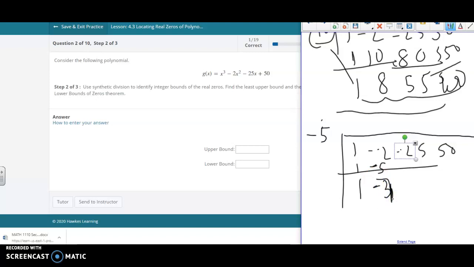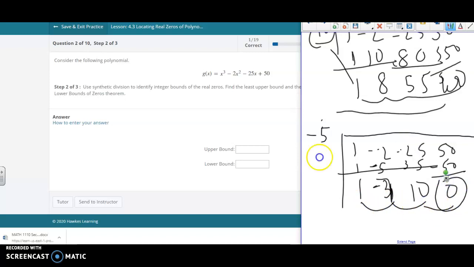-7, -5 times -7 is 35. We're at 35 there. So -25 and 35 is 10. So we're still alternating. Yes. And then that's -50. So that is 0. And remember, 0 counts as either negative or positive. So that is a switch. That is a switch because 0 counts either way. So -5, luckily for us, is a lower bound. Okay, so -5 is a lower bound and 10 should be an upper bound.